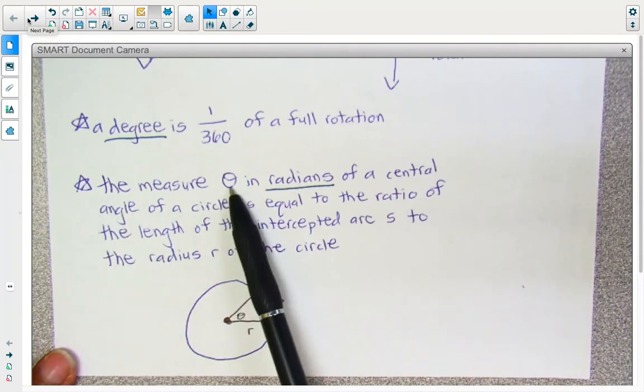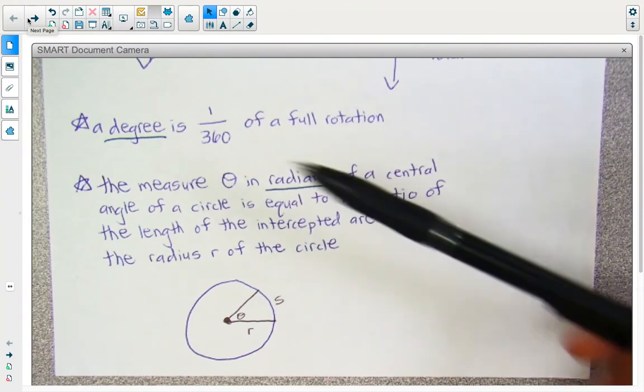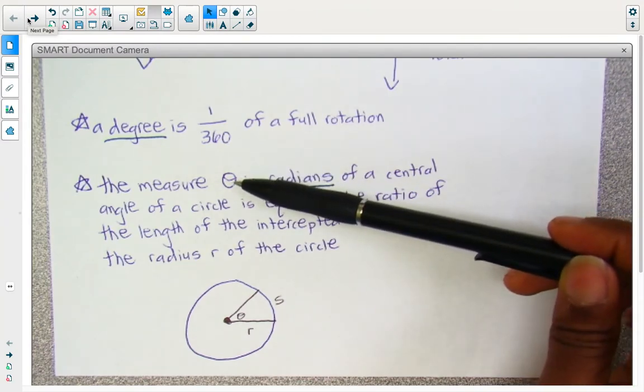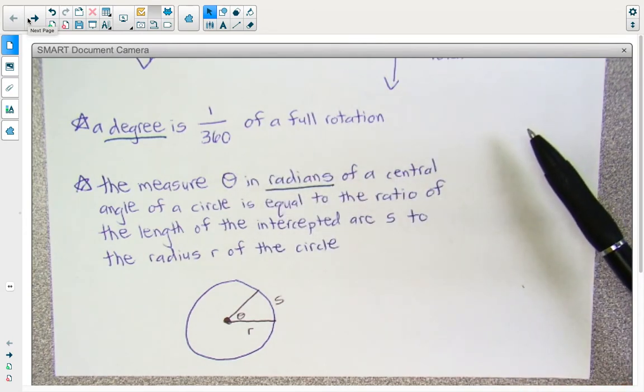The measure theta, so this is theta, a circle with a little curvy measure in it, is what we're going to be using for our angle measure. So this is called theta, no different than an X or a Y or a Z. This is just a representation of our angle. The measure theta in radians of a central angle of a circle is equal to the ratio of the length of the intercepted arc, S, to the radius R of the circle.